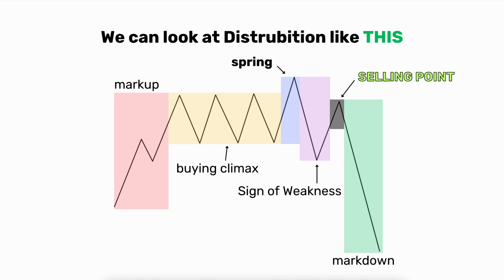So we see here through markup, buying strength. Through the buying climax, we see sellers stepping in with equal power as the buyers. The spring shows the final attempt to go higher from buyers. The sign of weakness shows a total reversal in control into sellers, and then the selling point in markdown is where we actually make the profits.